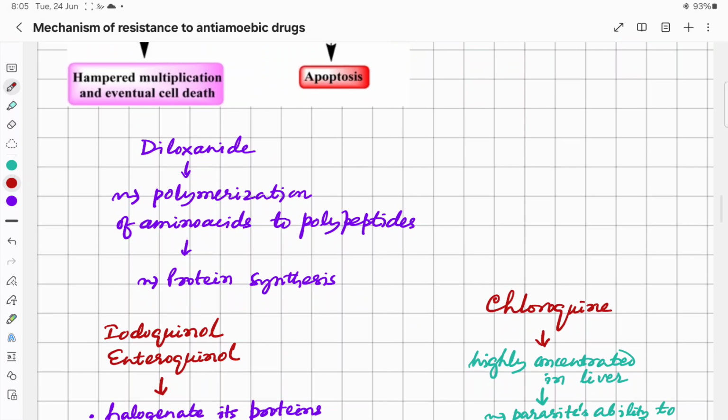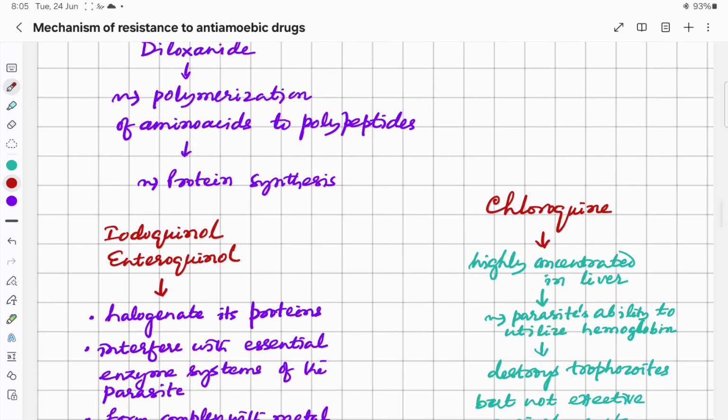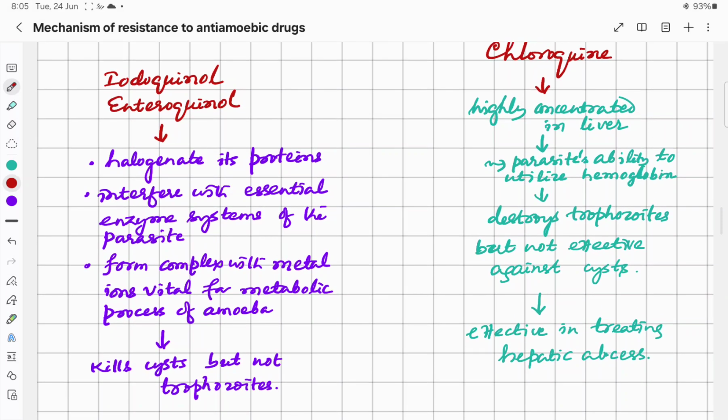Then we will go for the luminal amoebicides like diloxanide furoate, which inhibits protein synthesis by inhibiting the polymerization of amino acids to polypeptides. Iodoquinol and enteroquinol have the halogen group which they use to halogenate the proteins. They interfere with essential enzyme systems in the parasite, and they also form complexes with metal ions vital for metabolic processes of amoeba. In this way they kill cysts. These are luminal amoebicides. They kill the cysts but not the trophozoites.